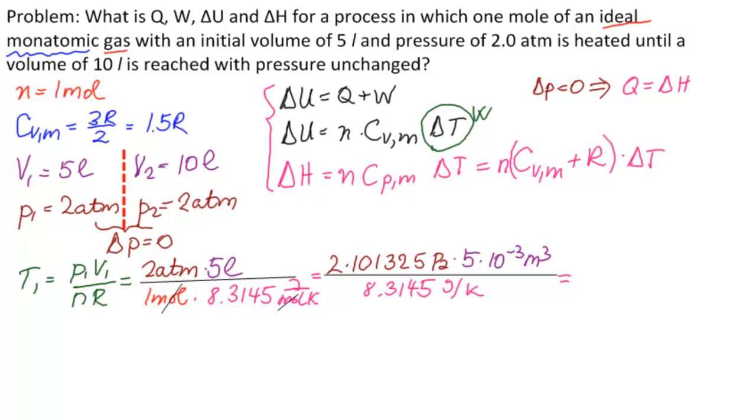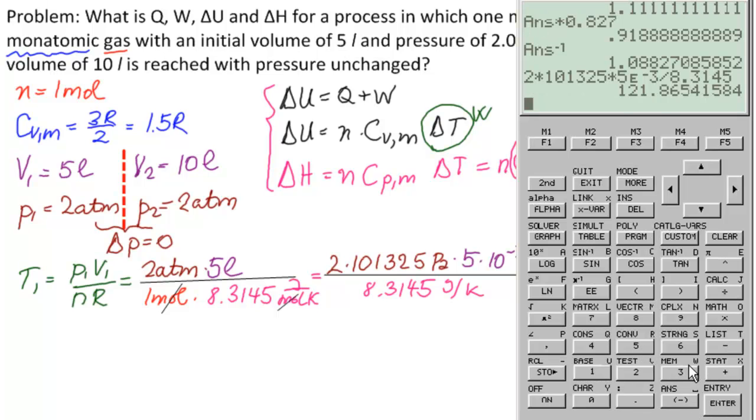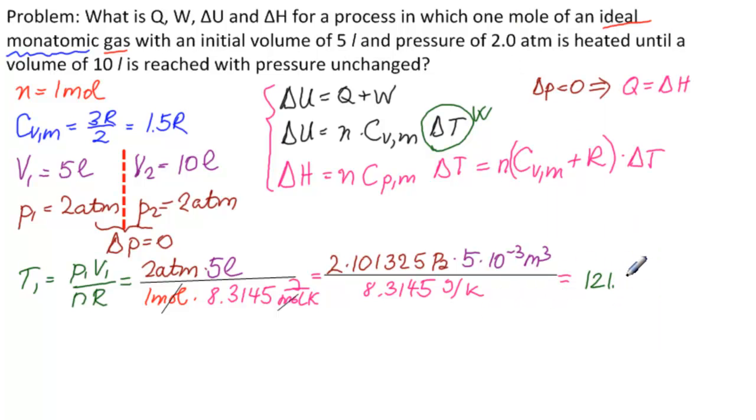Get our calculator. So we have 2 times 101.325 times 5 EE minus 3. And then we're just dividing by a single number, so divided by 8.3145. And we get 121.9 Kelvin. Now we have T2 is equal to P2 V2 over nR.